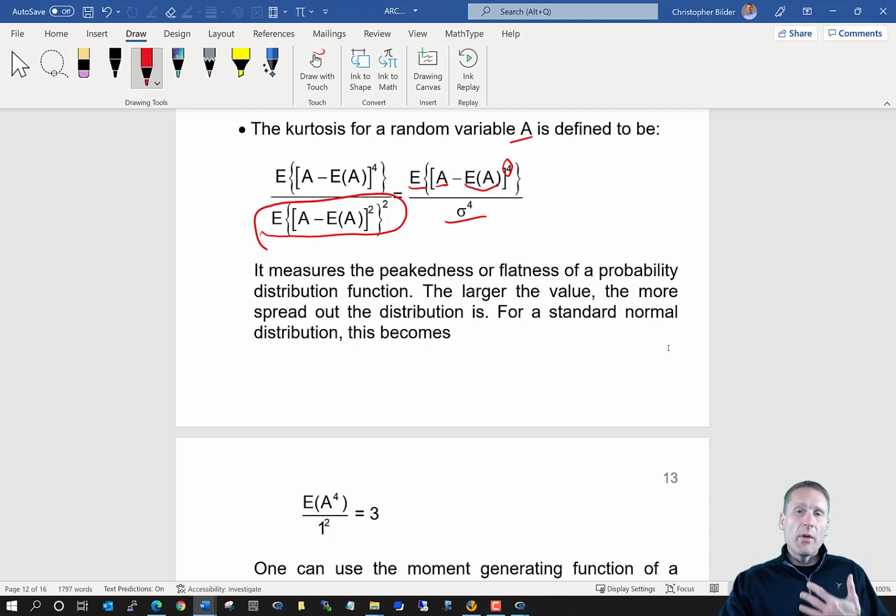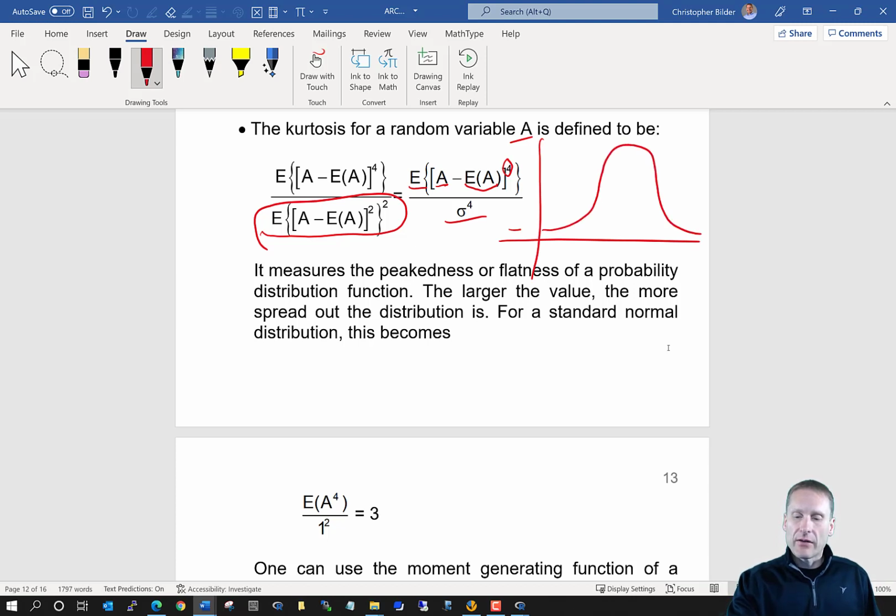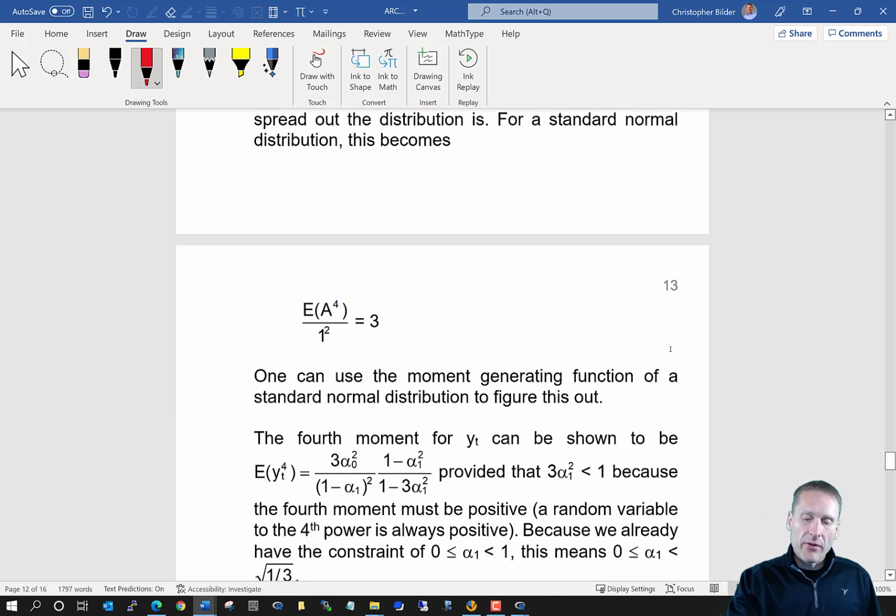And with this fourth moment, basically it measures the peakedness or flatness of a probability distribution. The larger the kurtosis is, the more spread out the distribution is. So if I had, let's say, a normal distribution here, and another normal distribution there, this is number 2, this is number 1. Number 1 is more spread out, so it would have a higher kurtosis. One could show that for a standard normal random variable, the kurtosis is 3.